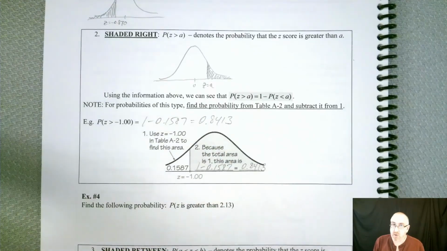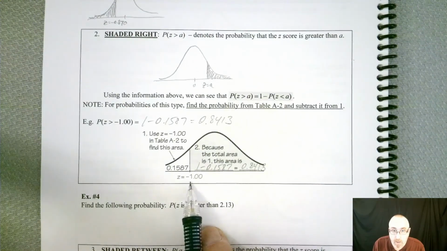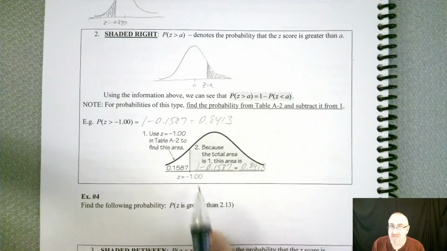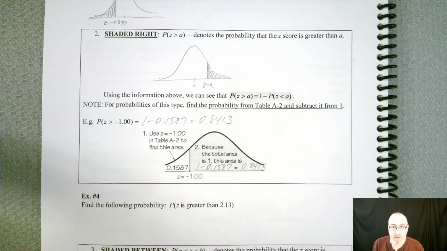So it's just a twofold step. It's an extra step in the process. You still go to your table, you still look up that z-score, but because it's shaded to the right, you've got to subtract it from 1. That's the only extra part to that.